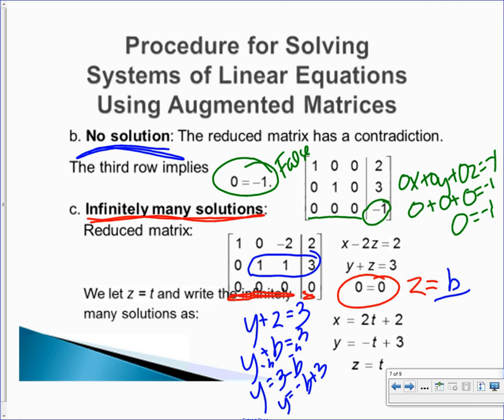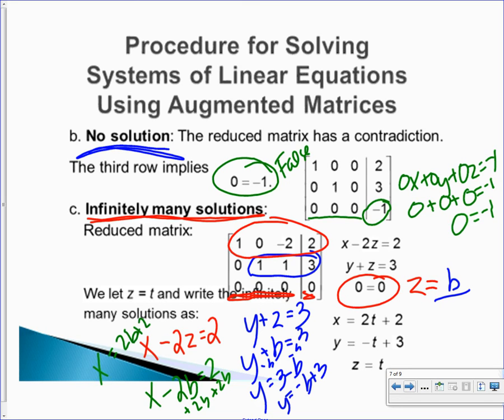Then, back substitute again, go to your first equation, your first row, which says 1x plus no y's minus 2z's equals 2. And again, replace z with that variable. So x minus 2b equals 2. Adding 2b to both sides, we see that x equals 2b plus 2. And you can see that here. They just used the variable t. We used b.